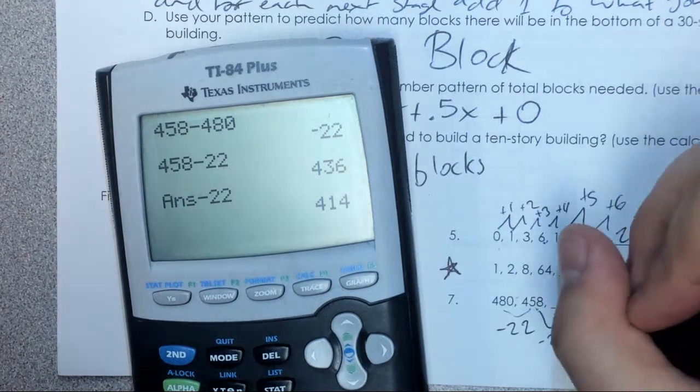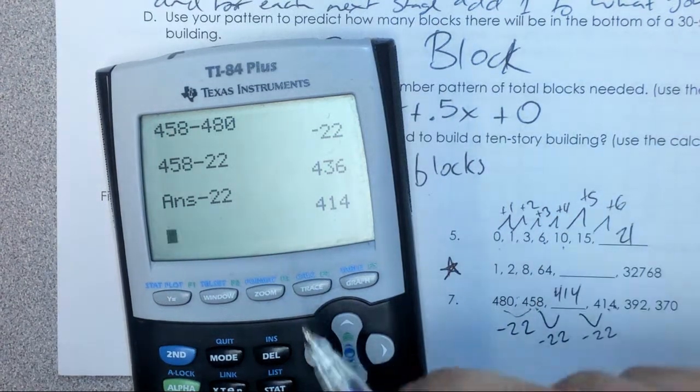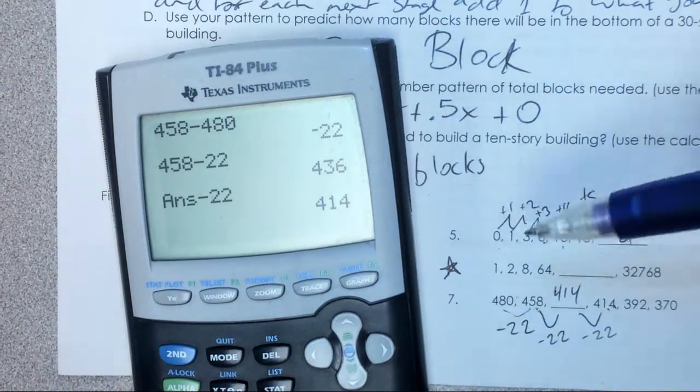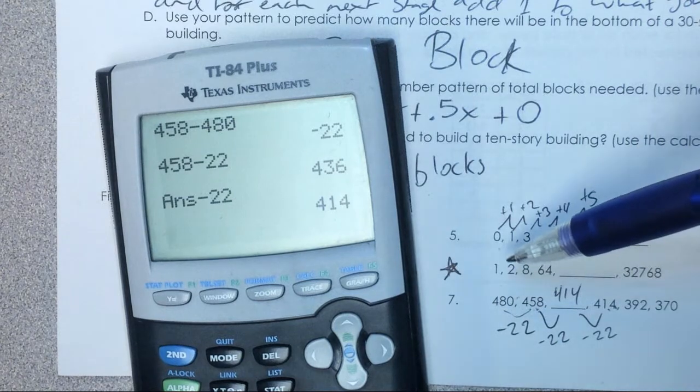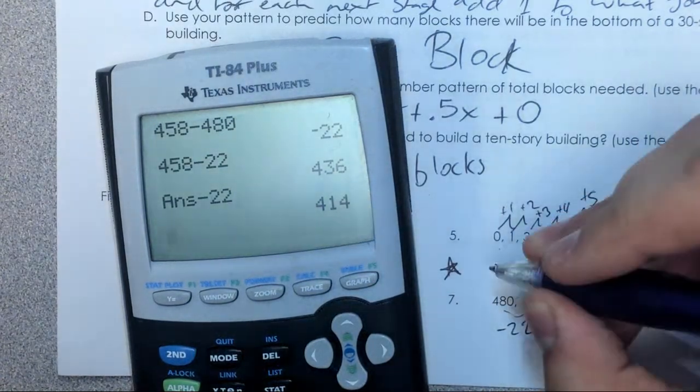See, subtracting 22 is kind of random, and these are kind of big numbers, so sometimes the calculator can help us with those types. Now we can talk about this one. This one's really funky, and there won't be one like this on the test. That one's weird. Okay, well, this is how this one works out.